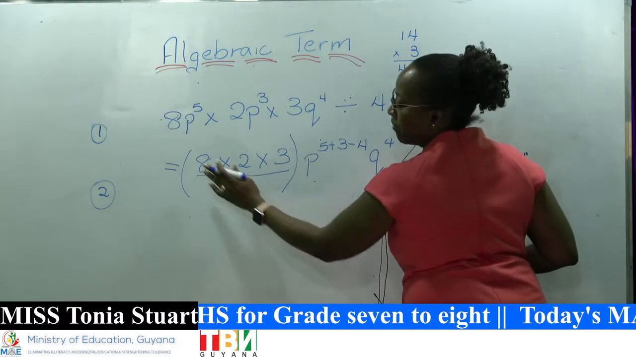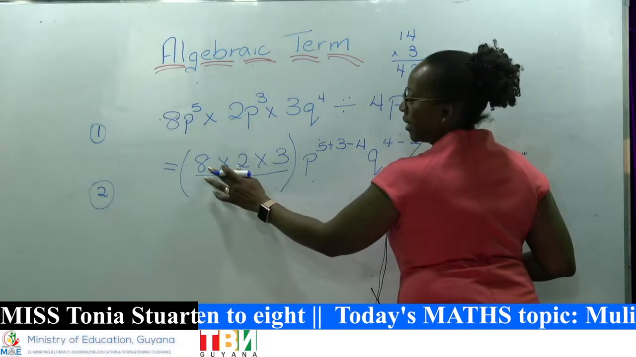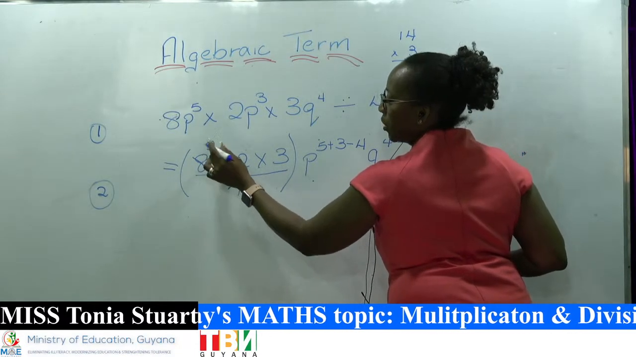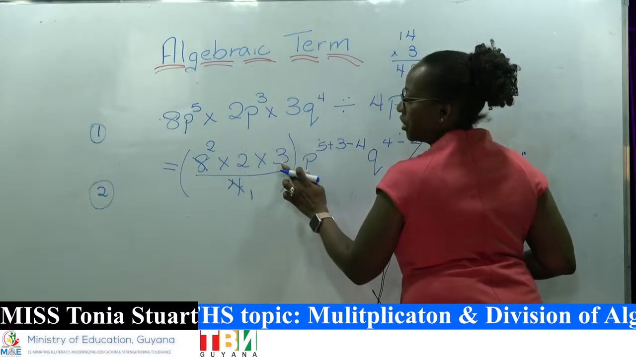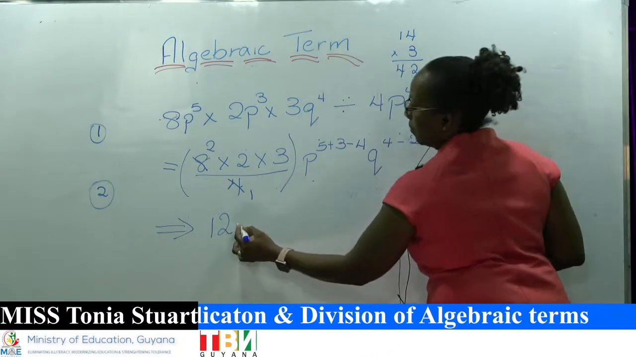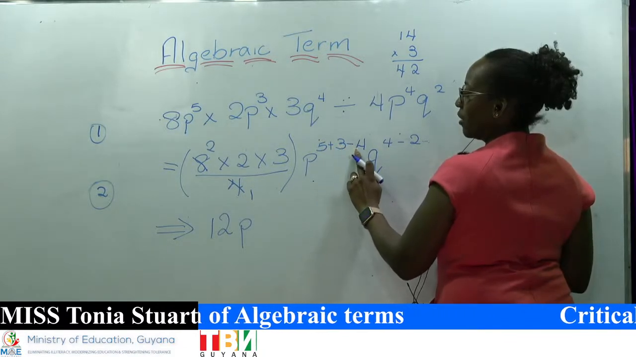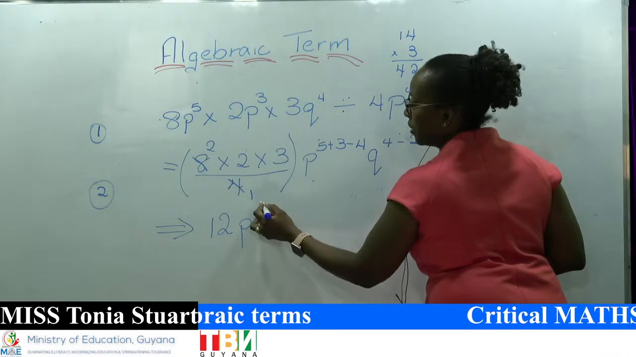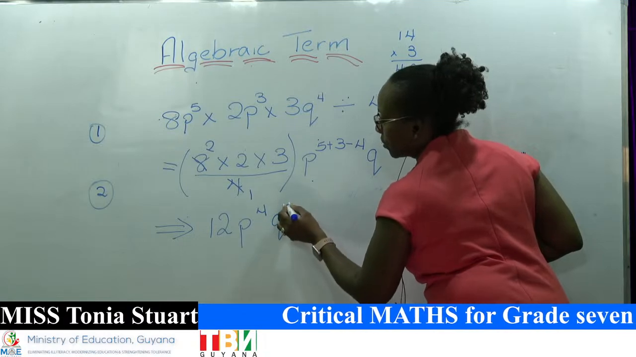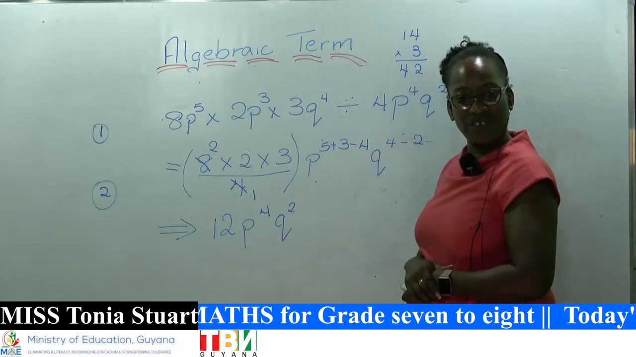So let's go. Do we have anything that we can cancel down? 4 can go into anything here? 4 into 4, 1. 4 into 8? 2. So what do we have here? 2 twos, 4. 4 threes, 12. So we have 12 p. 5 plus 3, 8. 8 minus 4, 4. 4 p's. 4 minus 2, 2. So we have 2 q's. So we had a combination of multiplication and division.